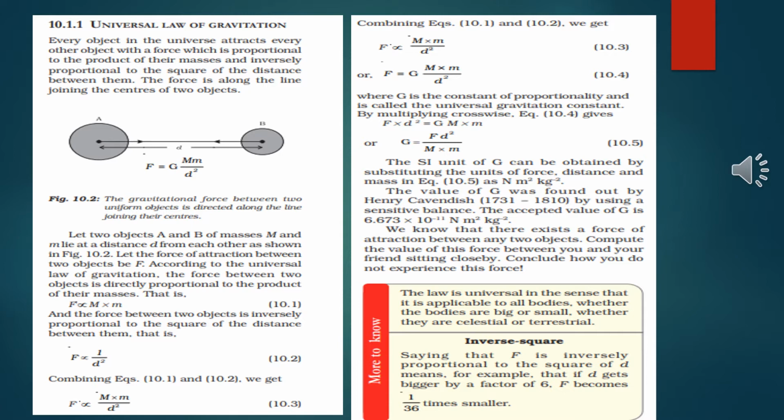And the force of attraction also depends on another factor, which is the distance between the two objects. If the distance between the two objects increases, then the force of attraction decreases, and if the distance between the two objects decreases, then the force of attraction increases. So you can say the force of attraction also depends on the distance between the two objects, but it is inversely proportional. So every two objects in this universe attract each other with a force which is directly proportional to the product of their masses and inversely proportional to the square of the distance between them.